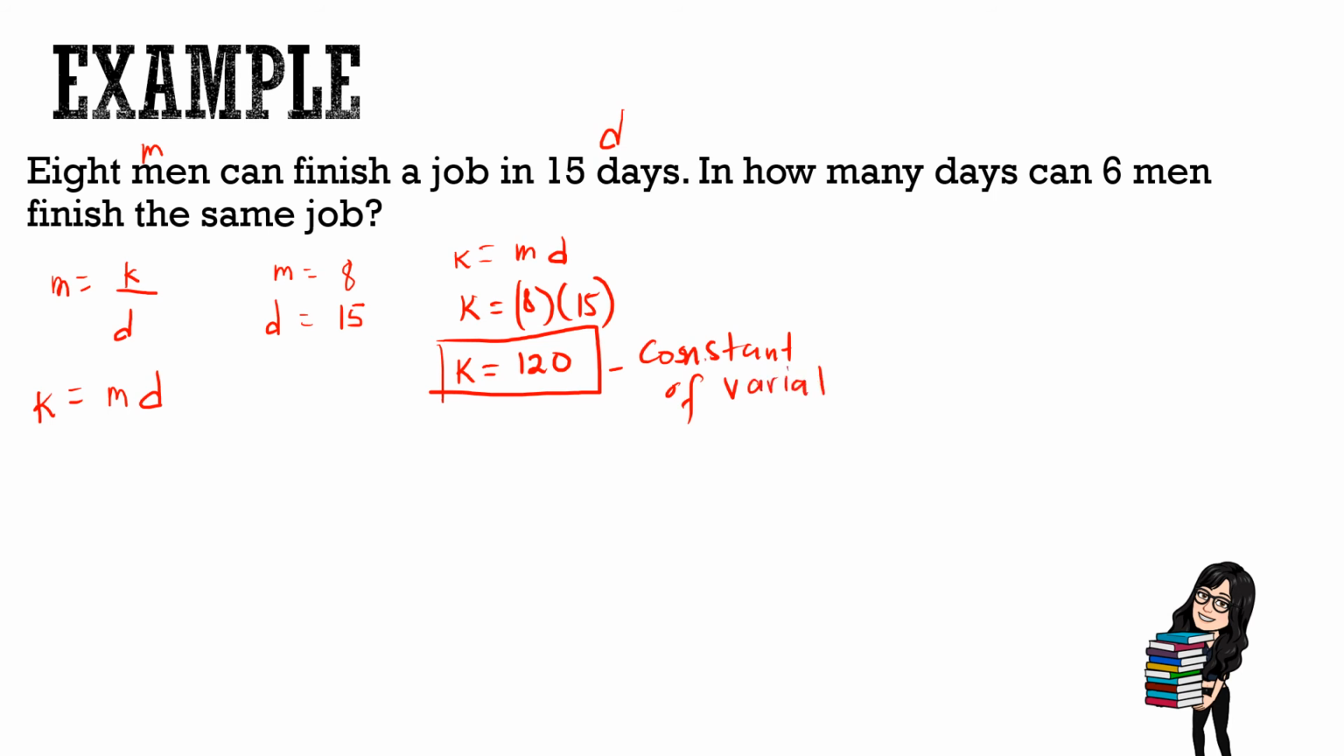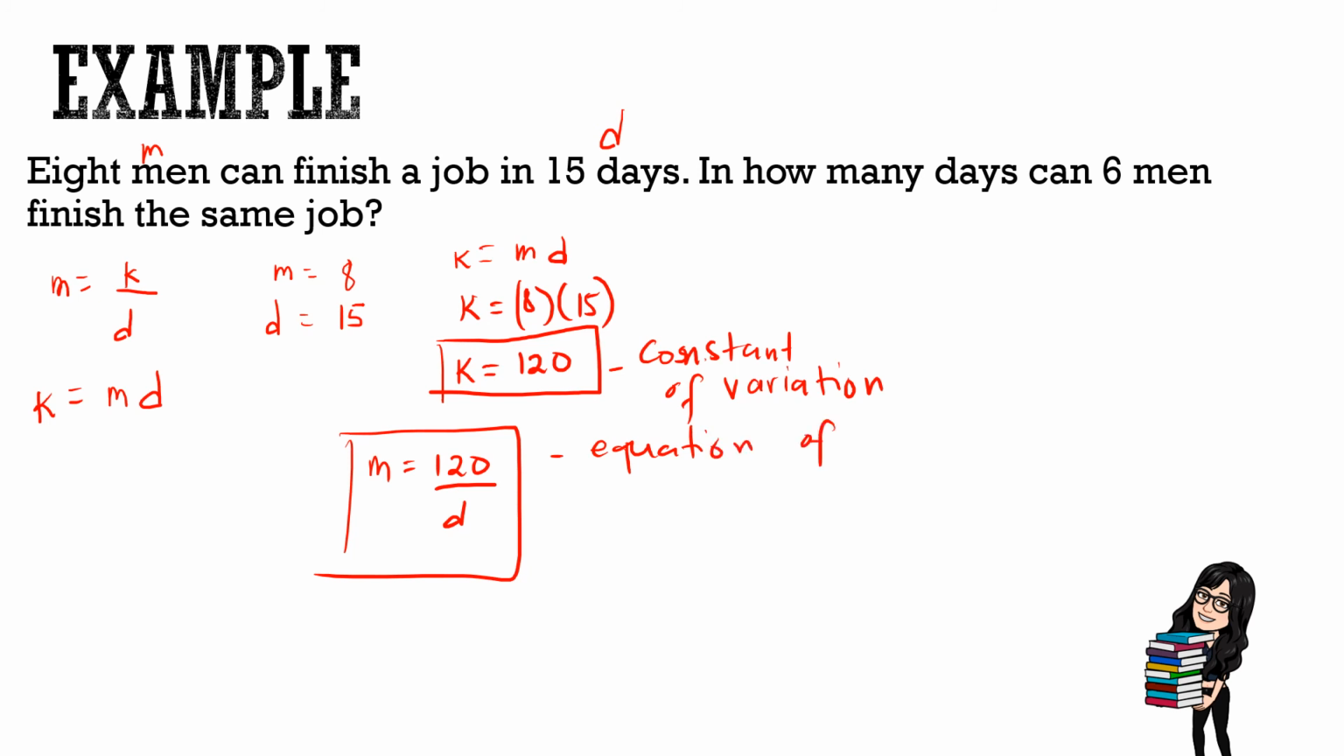After getting the constant of variation, we can now proceed to finding the equation of the variation. To get the equation of the variation, just simply substitute k by 120. So we have m is equal to 120 over d. So this is now your equation of the variation. Now we can answer the question: how many days can 6 men finish the same job? We will just simply substitute the given number of men, which is 6.